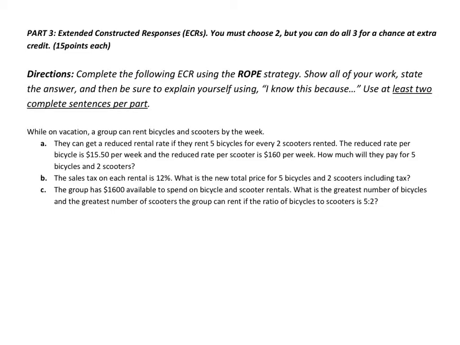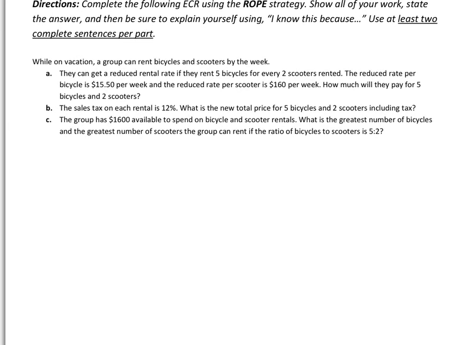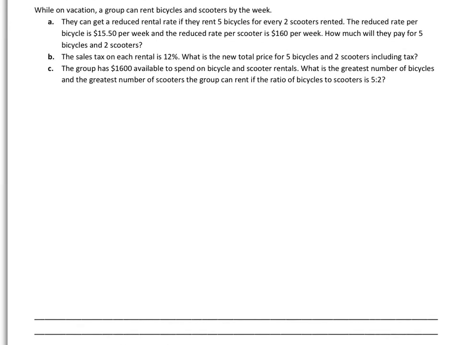ECRs, all right, using your rope strategy, answer this to the best of your ability. On vacation, a group of people can rent bicycles and scooters by the week. They can get a reduced rate if they rent 5 bicycles for every 2 scooters. The cost per bike is $15.50. The cost per scooter is $160. How much will they pay for 5 bikes and 2 scooters?